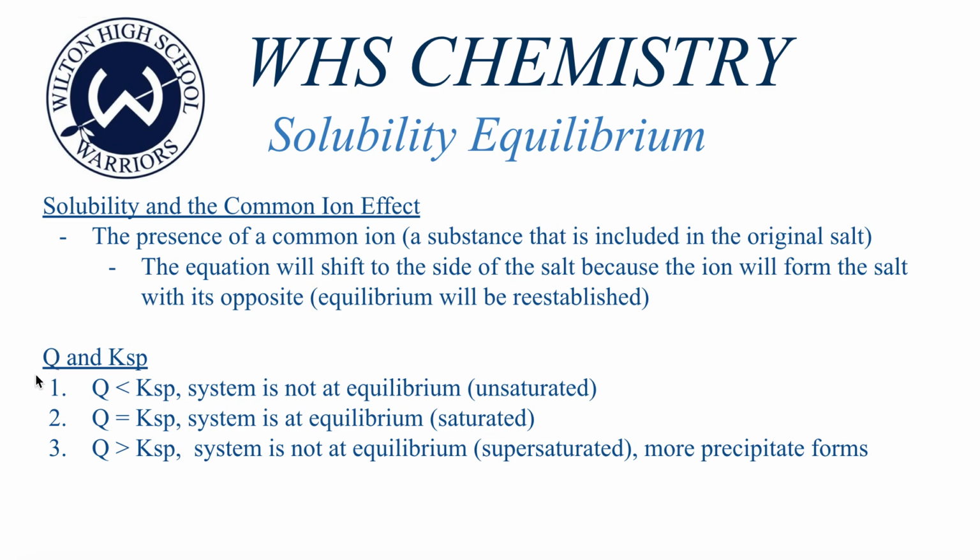So Q and KSP, we talked about this a little bit with equilibrium, but if Q is less than KSP, that means there are more reactants. So the system is not at equilibrium, so it is unsaturated. If Q is equal to KSP, the system is at equilibrium, which we call saturated. And if Q is greater than KSP, the system is not at equilibrium. So that means it's supersaturated. So there's more products than reactants. So the reactants form more precipitate, which is called supersaturated.